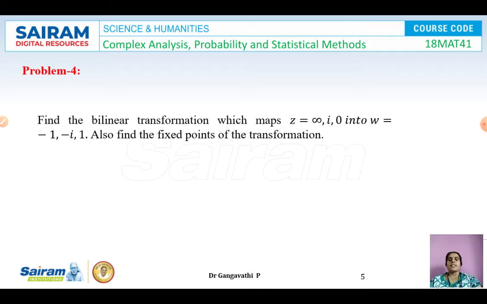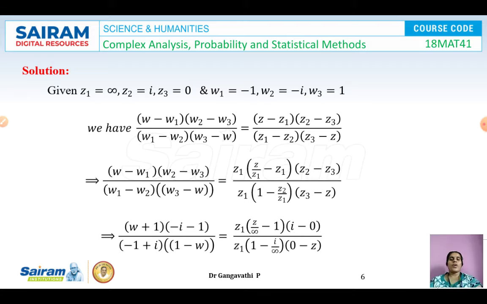So let us see another example. Find the bilinear transformation which maps the points z is equal to infinity, that is a speciality here. If you have infinite elements, it is good for us to find the bilinear transformation. Here z is having infinity as one of the points, i and 0, and w points are minus 1, minus i and 1, and it is also asked to find the fixed points, that is the invariant points. So take our points given: z1 is infinity, z2 is i, z3 is 0. Similarly, w1 is minus 1, w2 is minus i and w3 is equal to 1.